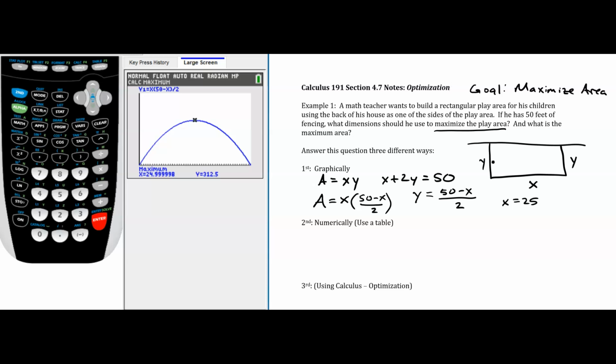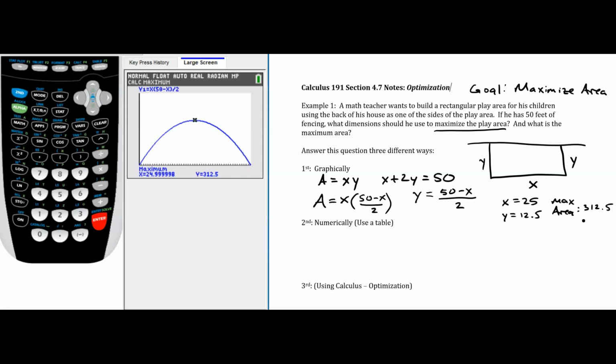Now this y is not the y that we have right here, right? This y represents our area. So the max area is equal to 312.5. And if we needed to figure out our other dimension here, we can go back into this secondary equation and just plug x equals 25 in. You're going to get 50 minus 25, so that's 25 divided by 2. So that would be y is equal to 12.5. So we just solved this question not using any calculus whatsoever. But in a second, I'm going to show you how we could have used calculus.